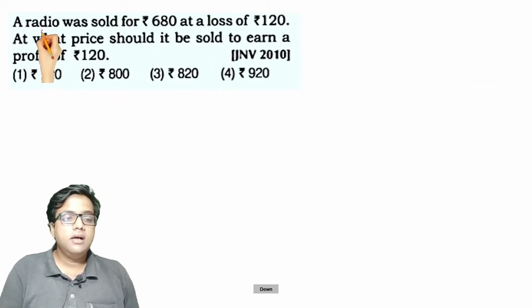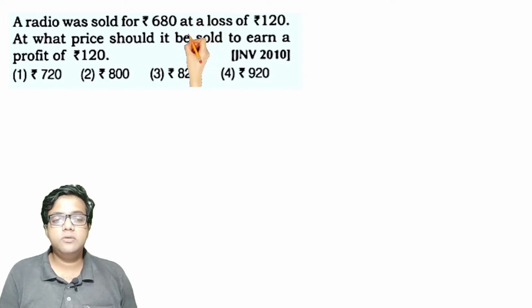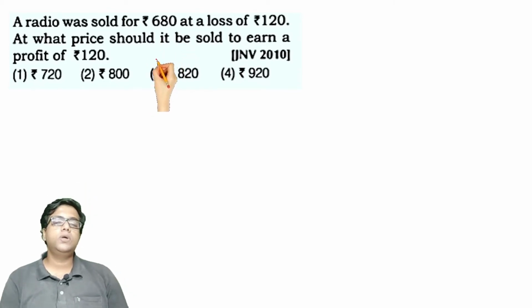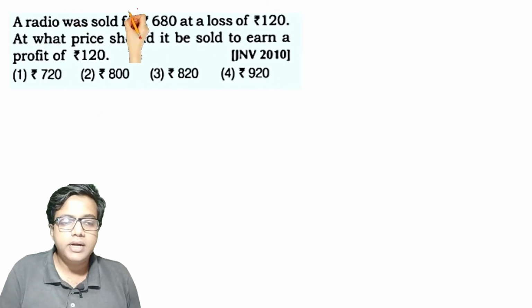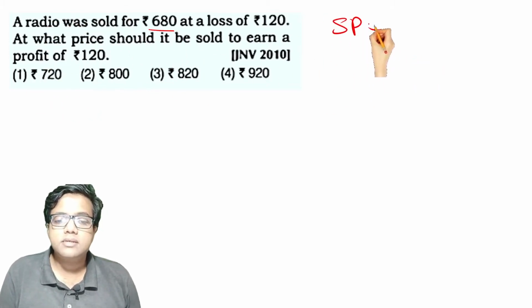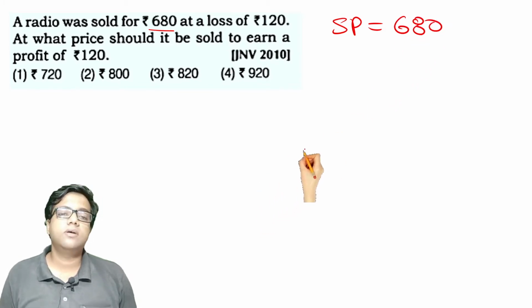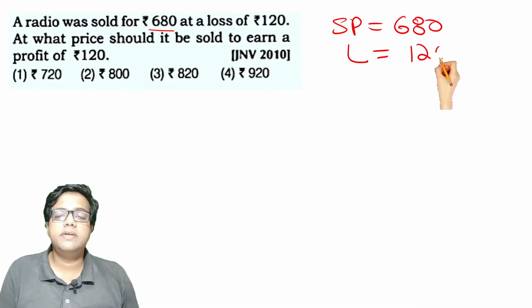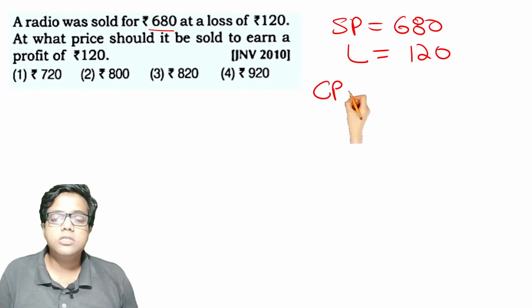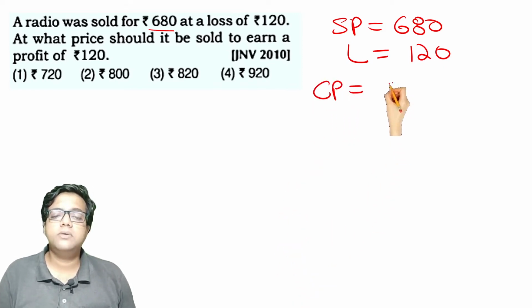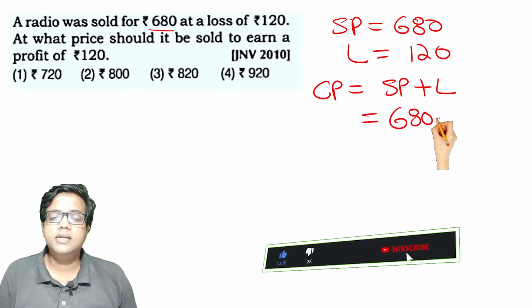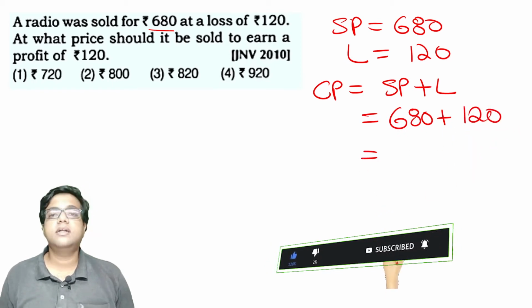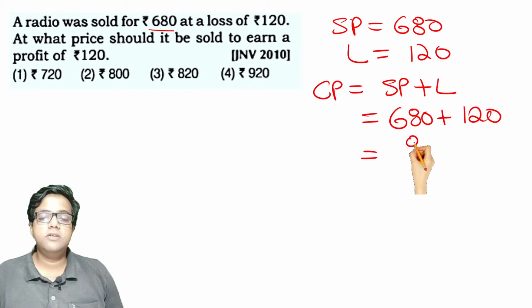All right. A radio was sold for 680 rupees at a loss of 120 rupees. At what price should it be sold to earn a profit of 120 rupees? Okay, let's break up the question. A radio was sold at selling price of 680 rupees, with a loss of 120 rupees. So therefore, what is the cost price of the radio? Selling price plus loss, which is 680 plus 120, which will give you 800.